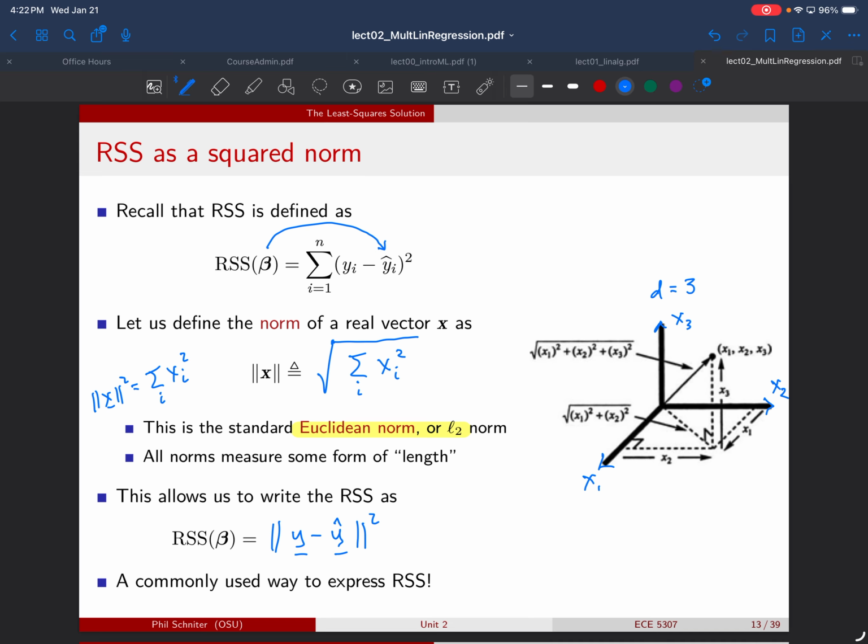Is everybody okay with that? Okay, or we could go one step further and we could plug in the expression we have for y hat that involved A and beta.